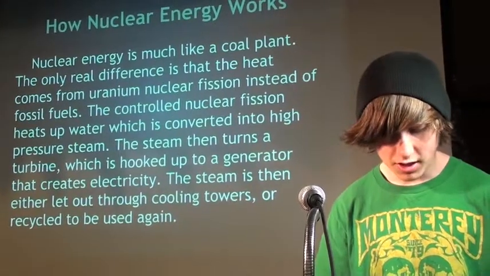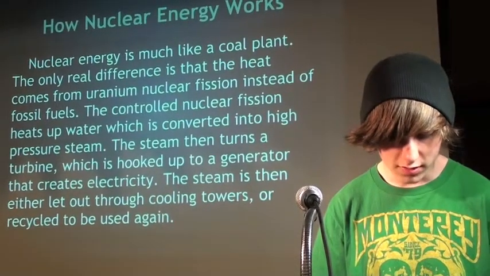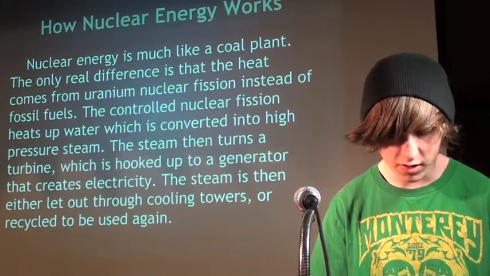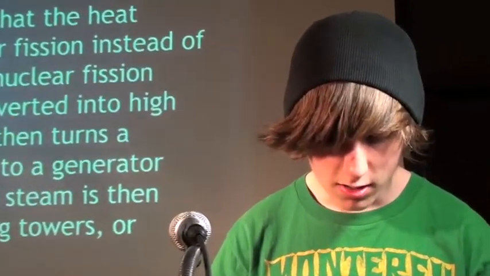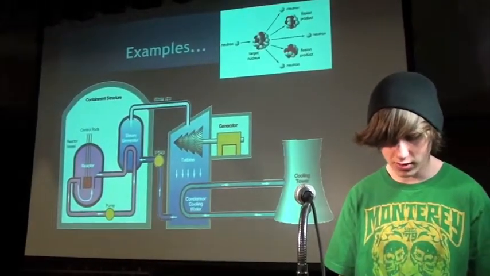Nuclear energy is much like a coal power plant. The only real difference is that the heat comes from uranium nuclear fission instead of fossil fuels. The controlled nuclear fission heats up water, which is then converted into high pressure steam. The steam then turns a turbine, which is hooked up to a generator that creates electricity. Steam is then either let out through cooling towers or is recycled to be used again. That's just pretty much how it all looks.